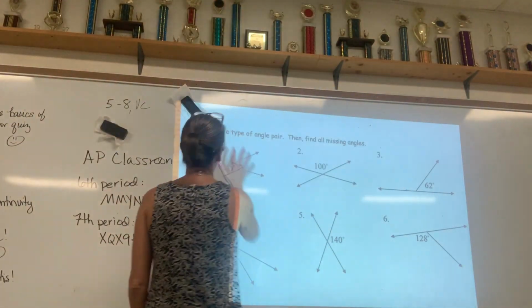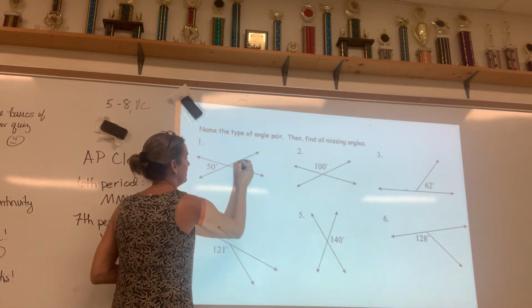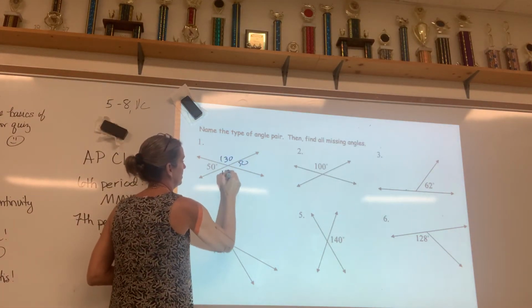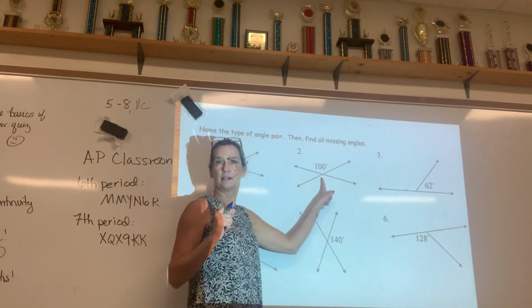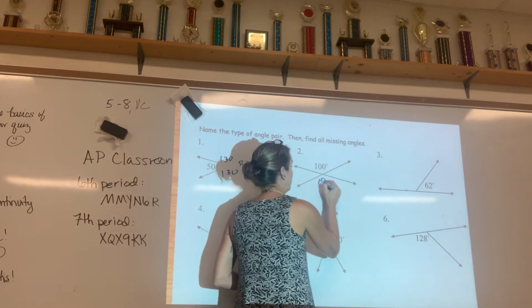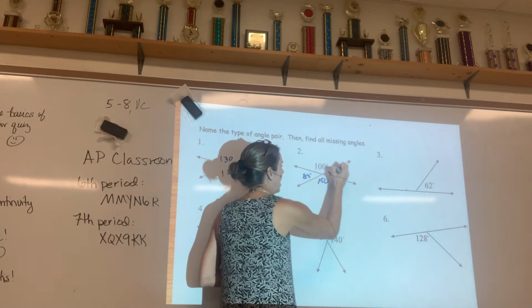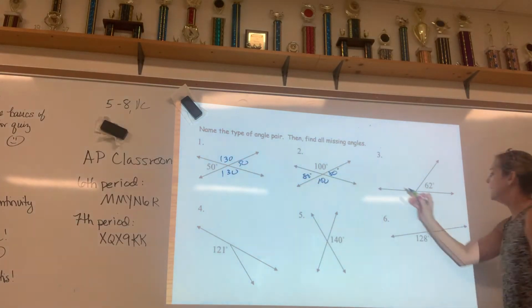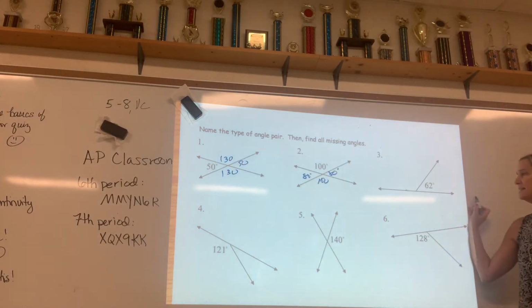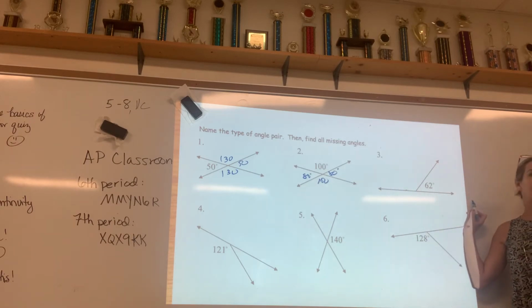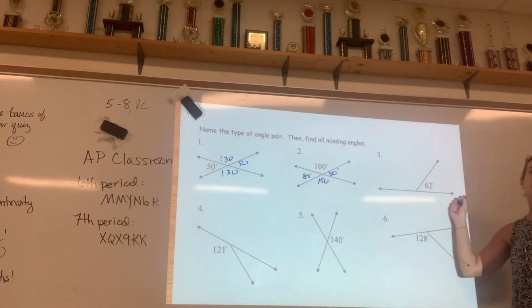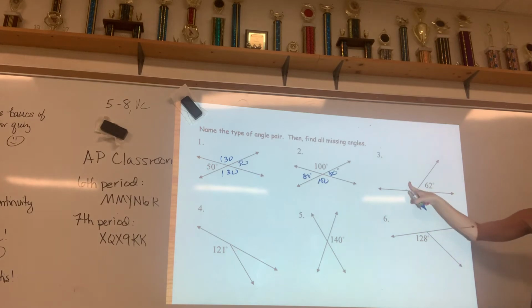All right, so number 1 we already did. 50, 50, 130, 130. Okay, this one is, yell it out, 100. That means the other two are 80. Picture not drawn to scale. I don't care how it looks. I care what the math says. These two form a line, so they are called linear pair. That means they have to add up to 180, which means this guy right here is 118.